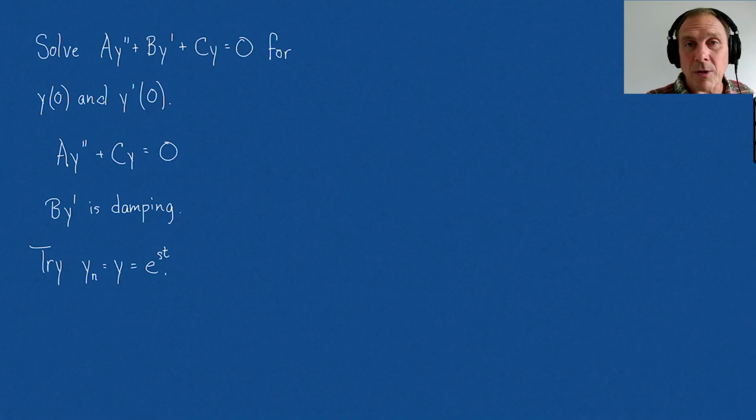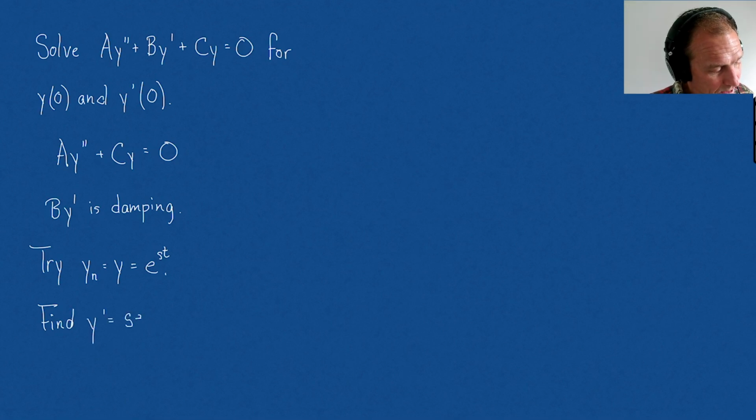So notice then we're going to need the second derivatives and first derivatives. So find y prime. Well, that's going to be s e to the st, and y double prime is going to be s squared e to the st.